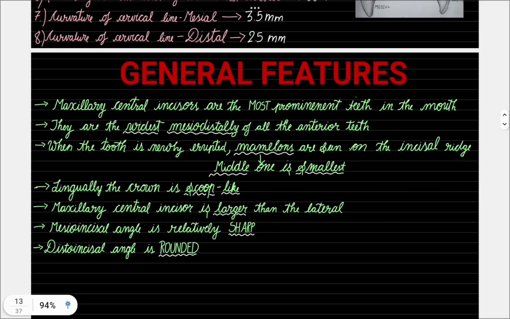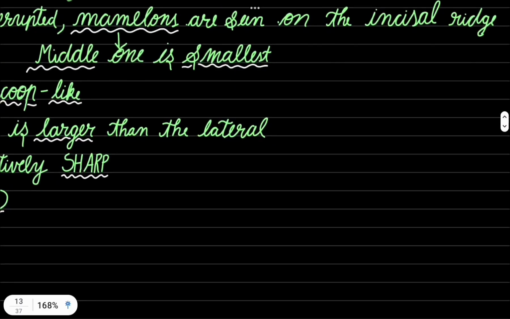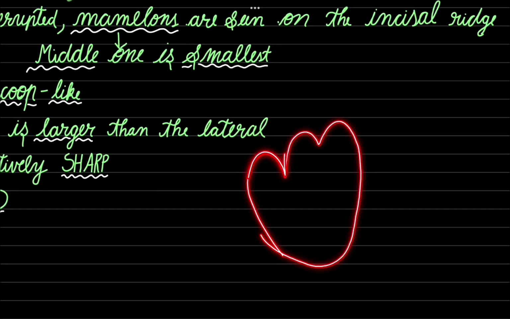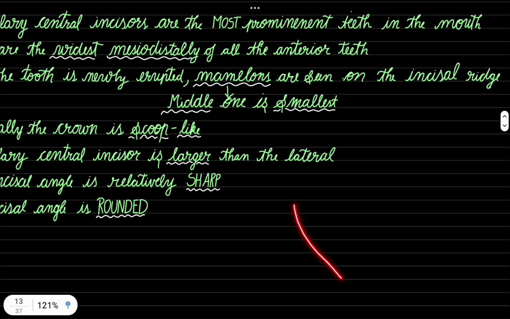Now a newly erupted central incisor will have mamelons, as we studied in the lecture on the basics, that a newly erupted incisor will have 3 protuberances called the mamelons. Now as you know, there are 3 mamelons.